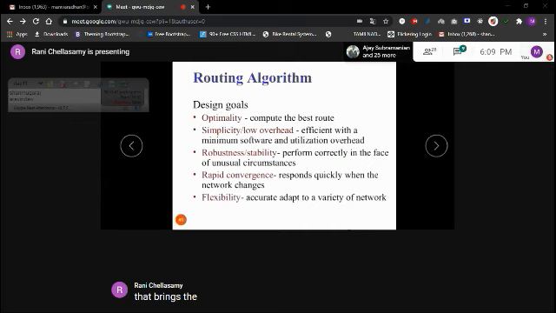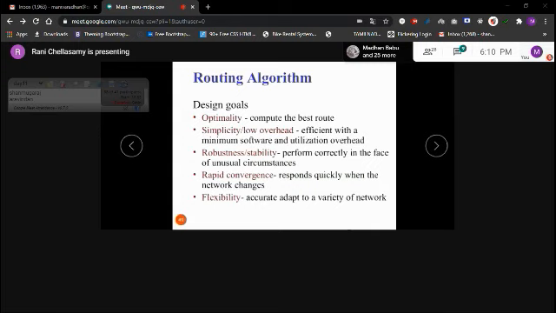Then rapid convergence. Rapid convergence means whatever algorithm you apply, it should respond quickly to the network changes. The algorithm should adapt to the network changes also. The next one is flexibility. Flexibility means the algorithm should produce an accurate result based on a variety of networks combined together.